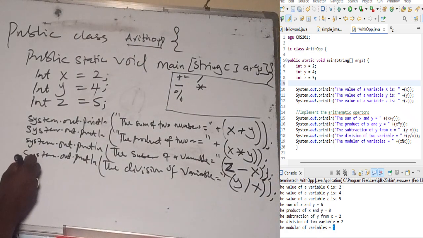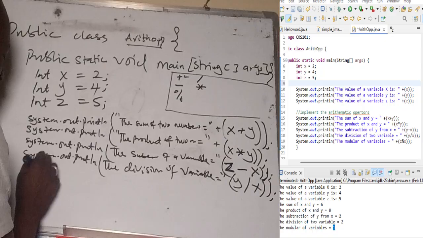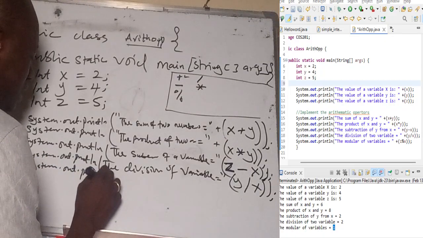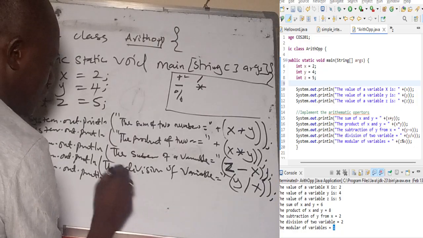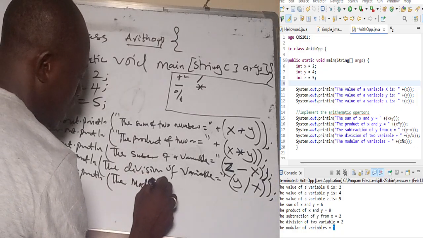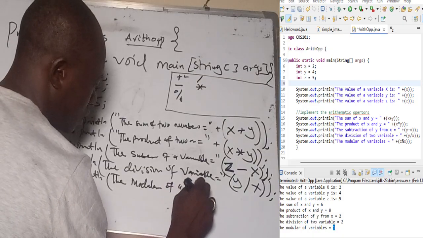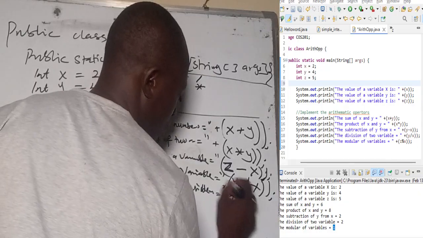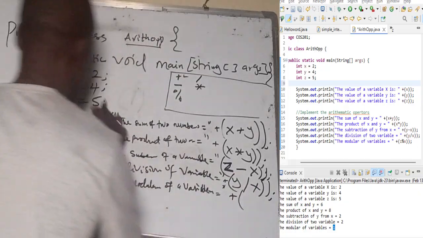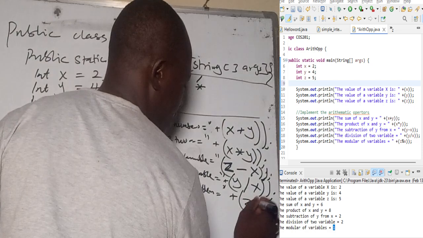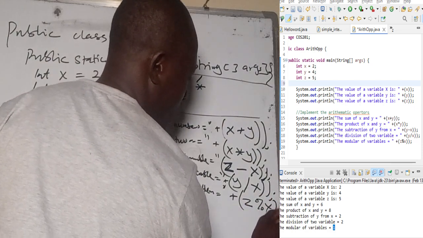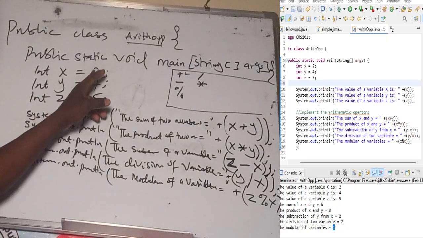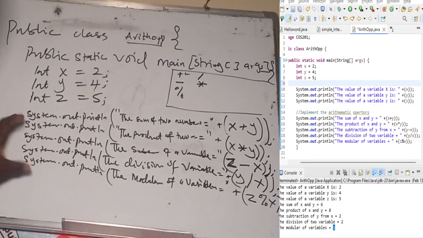So again, the last one we have 4 already. So the last one is system.out.print, next line, we said the modular of a variables is equals to, we have our plus sign, we said we use z and then z and x so that we can be able to return an outcome or output of 1. So this is how you'll be able to do this.